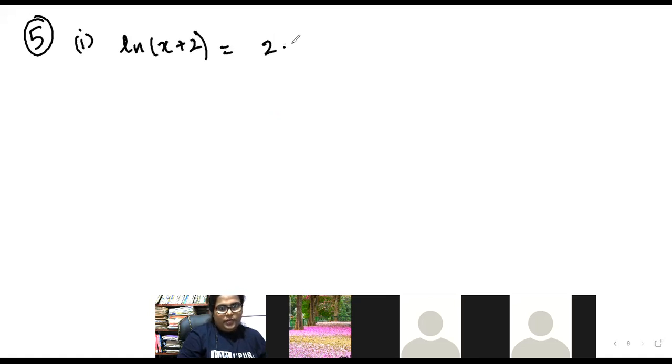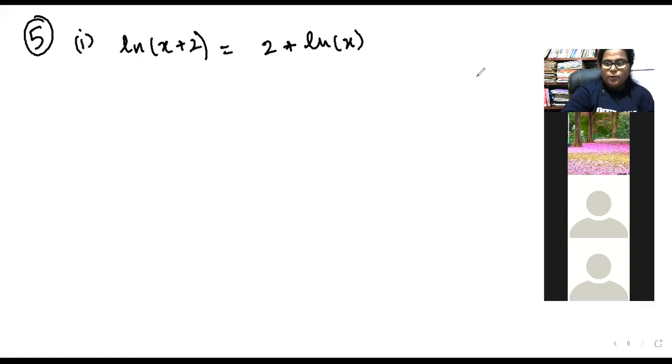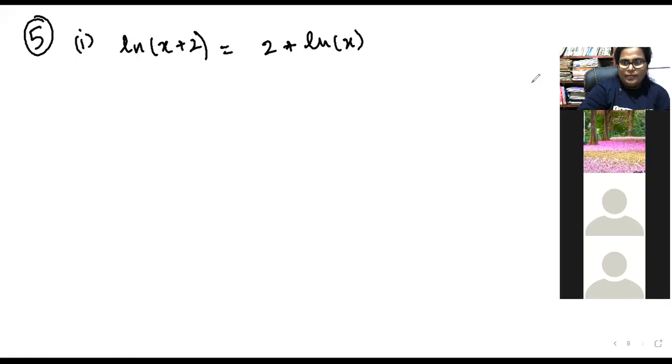This is our fifth question, part 1. It is given that ln(x plus 2) equals 2 plus ln x, right? So solving some equation means we are finding the value for our variable. Here our variable is x, so we have to get some value for this x.